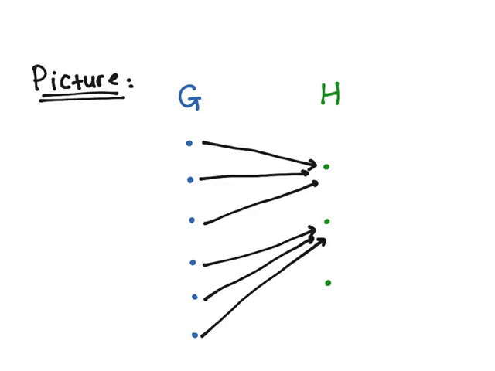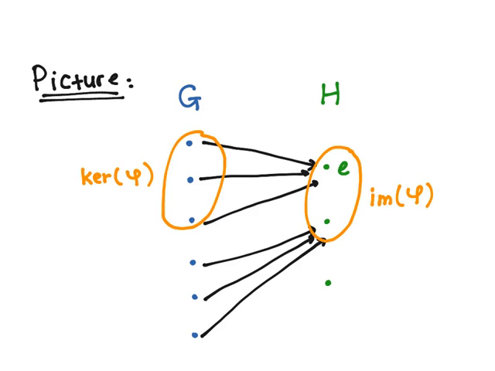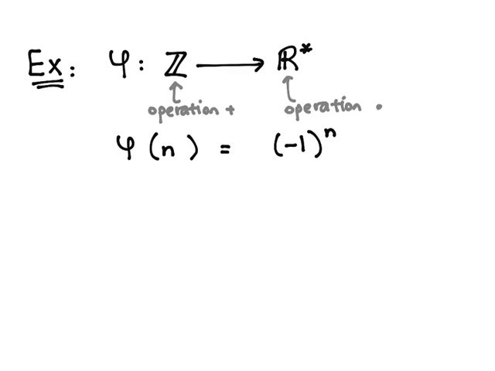Now, one of the elements of H is the identity element. Let's say it's this top dot here. And then the kernel of phi consists of all of the elements of G that are sent to the identity. So those are the three dots that I've circled in yellow here. Whereas the image of phi is all of the dots on the right that have an arrow going to them, which is the two that I've circled in yellow on the right. So that's a schematic picture. Let's now look at a specific example to get a sense of what this can look like in practice.